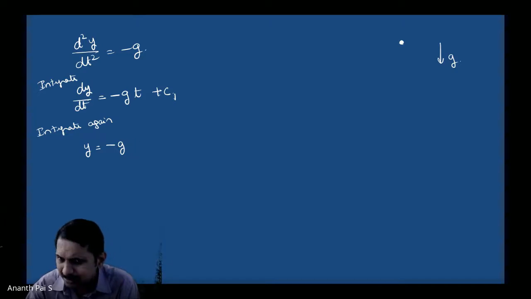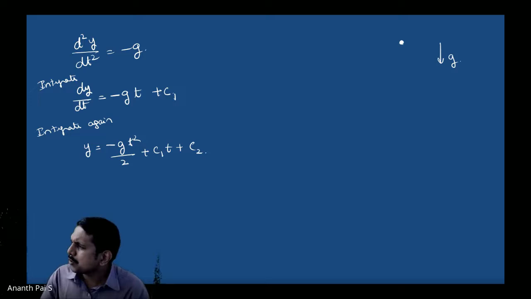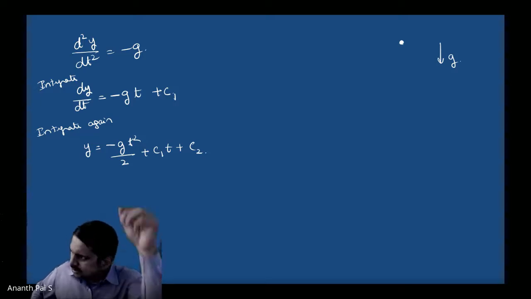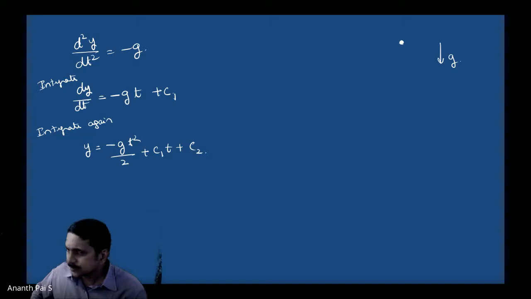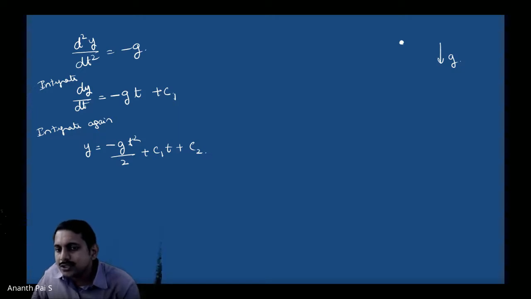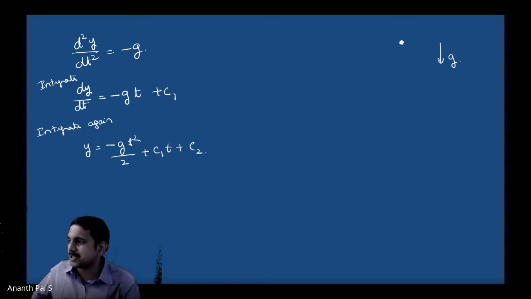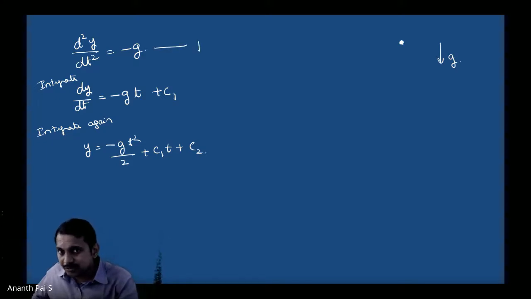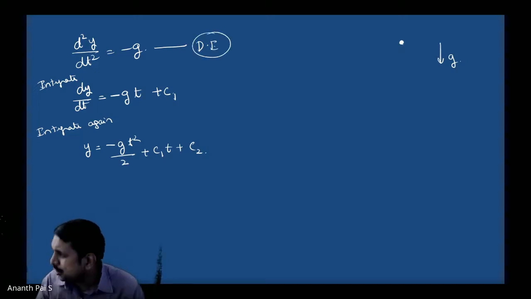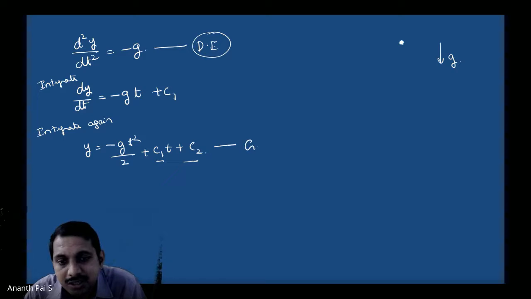I have taken a simple example purposefully because we are understanding the concept. No use of making it complicated. The most simple thing that can come is a falling stone. Now this is the solution: y is equal to minus gt square by 2 plus c1t plus c2 is the solution to the differential equation. How many constants are there? Two arbitrary constants actually. So this is the general solution.